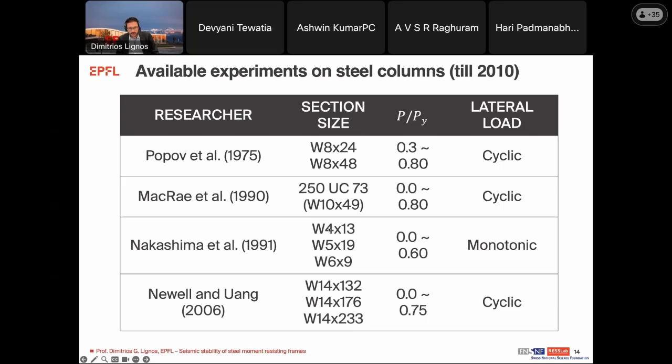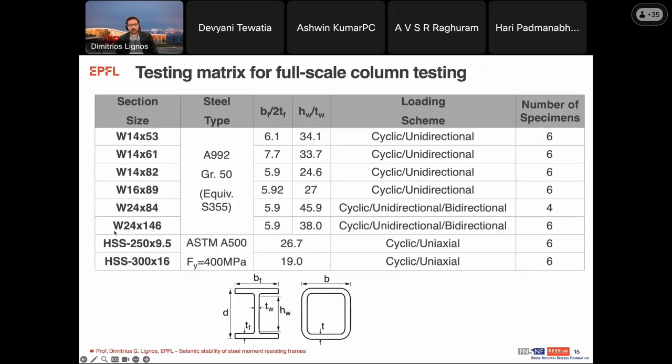So this essentially told us that we practically have no test data on actual column sizes that we actually use in buildings. And for this reason, we tested several columns ranging from here, W14, that would be about 400 millimeter, all the way to about 600 or 700 millimeter deep columns. We also tested the columns that were hollow structural steel sections, or HSS.